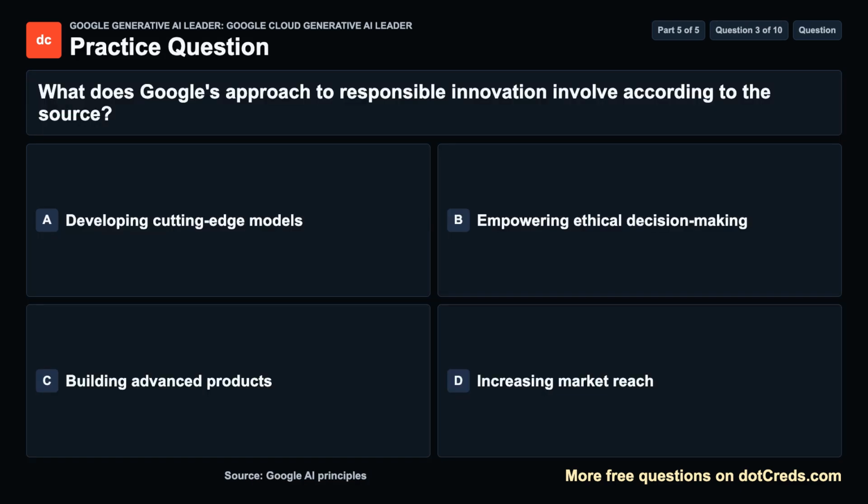Question 3. What does Google's approach to responsible innovation involve according to the source? A. Developing cutting-edge models. B. Empowering ethical decision-making. C. Building advanced products. D. Increasing market reach. Take a moment, then we will review the answer.